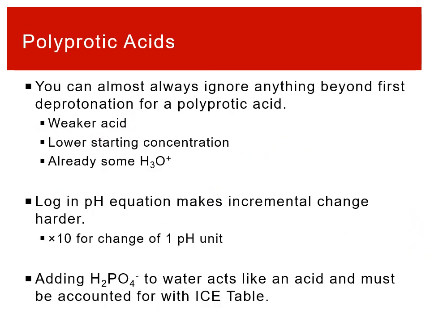So you can almost always ignore anything beyond that first deprotonation, because that second deprotonation is going to be weaker. You have a lower starting concentration. There's already some hydronium. Also, one of the things about log is that because you've already moved the pH to something like 1 point something or 2 point something, you have to remember log is a times 10 scale. In order to go from, say, pH 2 to pH 1, it has to get 10 times more acidic. That's going to be hard to do when the solution is already acidic. It's really easy to get 10 times more acidic than pH 7 because it's not very acidic at all, so you can get those kinds of moves. So you don't need to worry about that here.